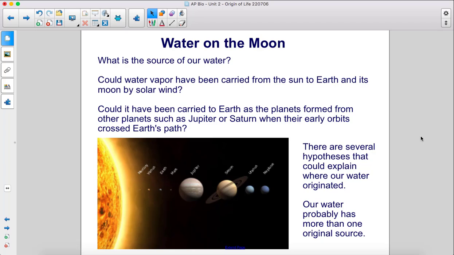What is the source of our water? Could water vapor have been carried from the Sun to Earth and its moon by solar wind? Could it have been carried to Earth as the planets formed from other planets, such as Jupiter or Saturn, when their early orbits crossed Earth's path? There are several hypotheses that could explain where our water originated. Our water probably has more than one original source.